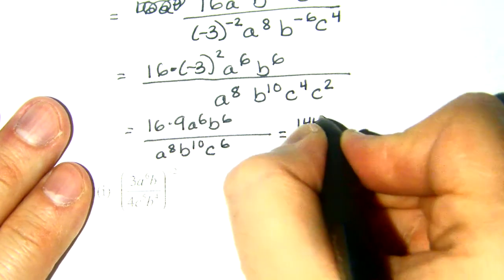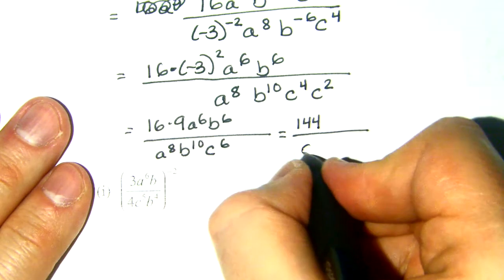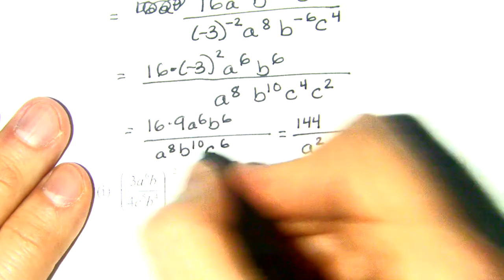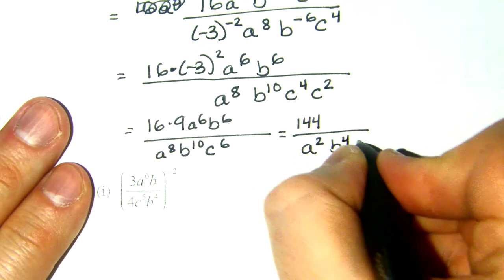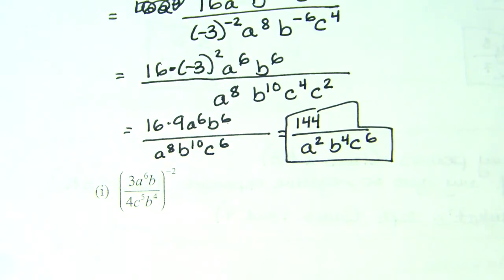16 times 9, 144. A to the 6th over a to the 8th gives me a to the 2nd on the bottom because you subtract those exponents. B to the 6th over b to the 10th is b to the 4th on the bottom. And a c to the 6th on the bottom. 144 over a squared, b to the 4th, c to the 6th.